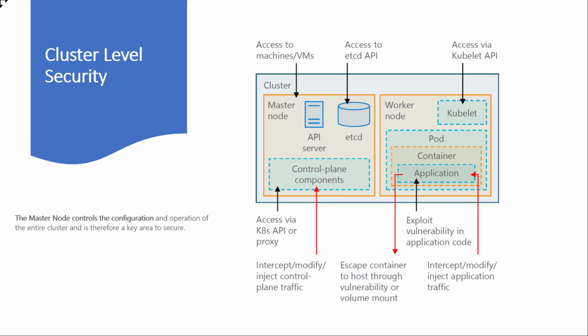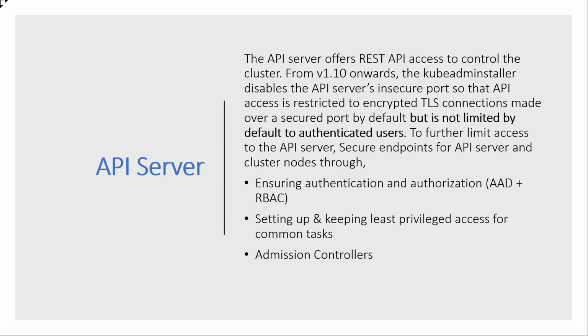We'll go with the API. We'll look at the etcd store. We'll talk about the kubelet, pod security, container security, and application security as well. So I hope that makes a little bit more sense when you go into this presentation, right? So talking about the master node and API server, the API server offers the REST API, as I mentioned earlier, and you also have to note that the kube administrator automatically disables the API server insecure port so that API access is restricted to encrypted TLS connections only.